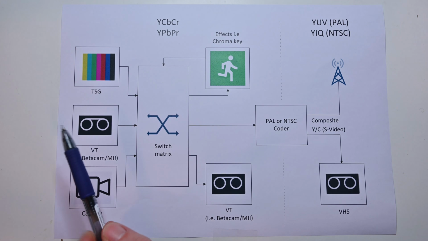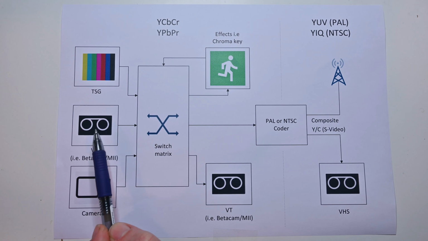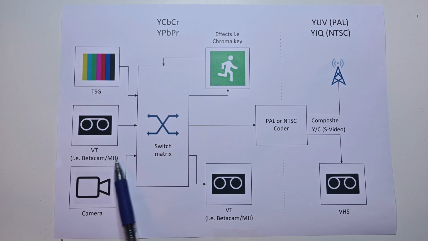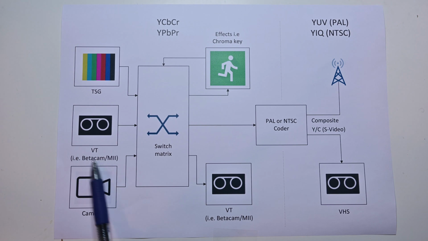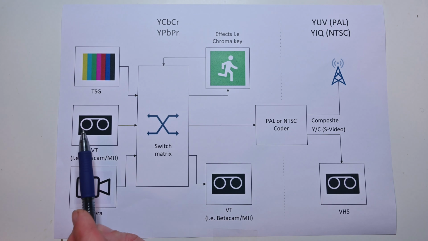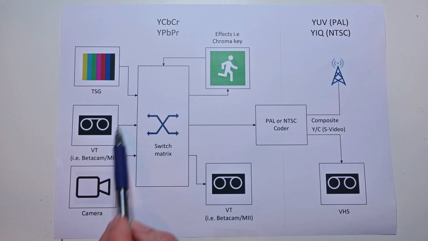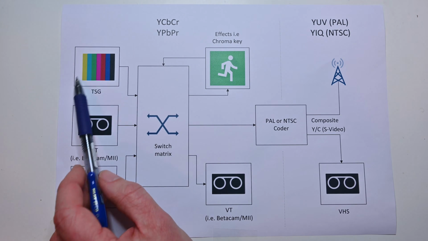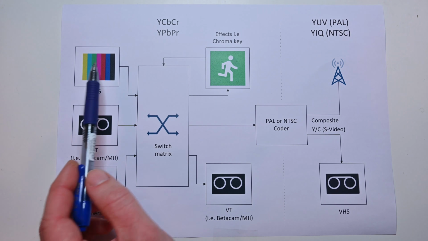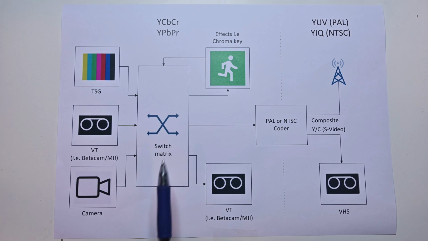And we've got some component video tape machines here as well. So Betacam and M2 are a couple of examples of machines which are component separated. Now, it's worth noting that other popular formats like Ampex are composite, so this does not apply. And we've also just got our test signal generator here, our color bar generator. You'll always find one of those in this environment.